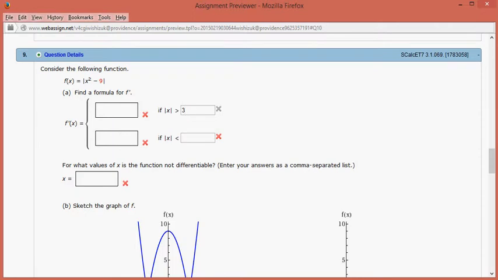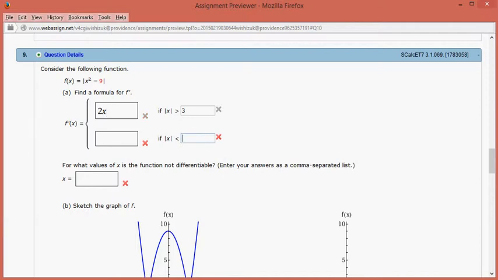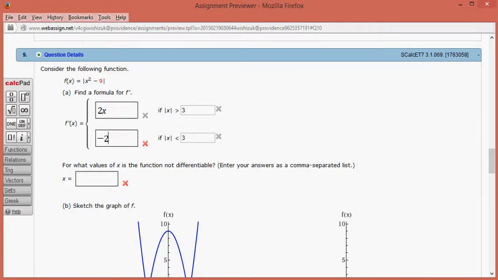If you take the derivative of that, you're going to get 2x. The derivative of x squared is 2x, and the derivative of negative 9 is 0. But if the absolute value of x is less than 3, then x squared minus 9 is going to be negative. What the absolute value sign does is negate the value so that it becomes positive, so it's really negative x squared plus 9. The derivative of negative x squared plus 9 would be negative 2x. So they just differ by a sign.